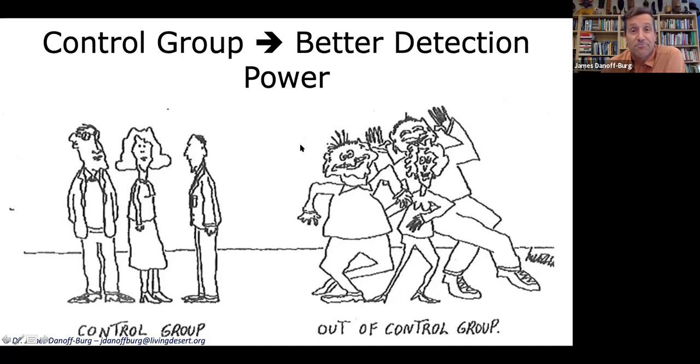So control groups are really helpful to have. If you can incorporate them into your treatment, into your interventions, it's a great way to improve the statistical strength of your analyses. All right? And when I talk about statistical strength, I mean, of course, inferential statistical strength.